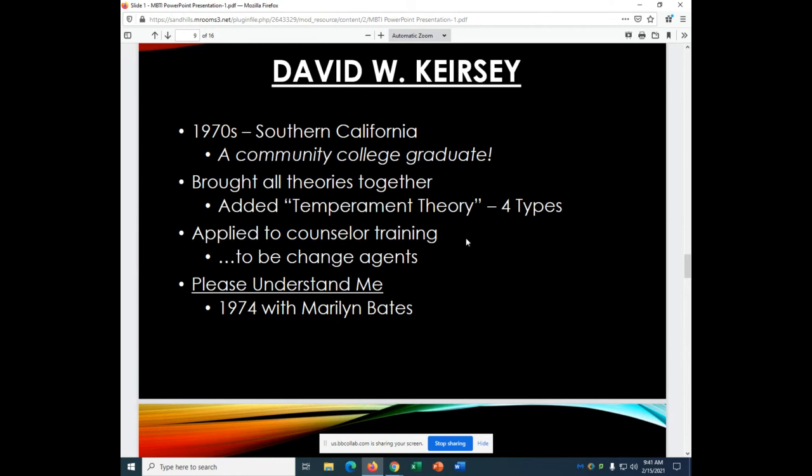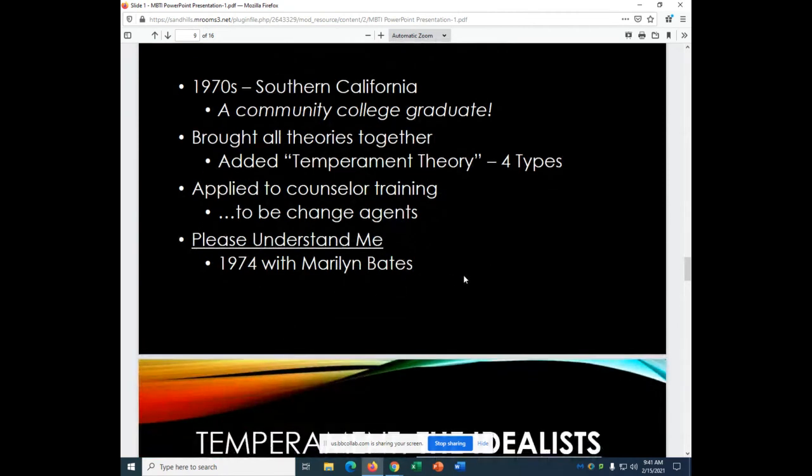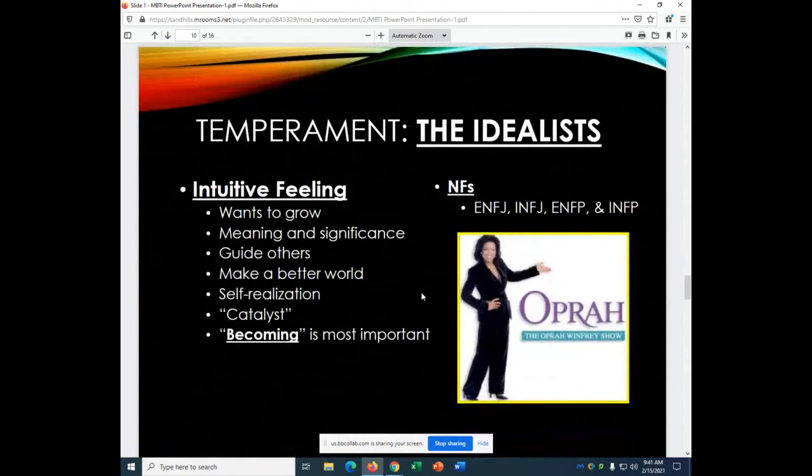And so he created a temperament theory, which is really pretty cool. All right. And he and Marilyn Bates went on the temperaments, excuse me. So these are the other letters, and I like these a lot too, because when you start to look at who do you identify with, you might identify with some of these. All right. If you have the N and the F letters, then you are considered an idealist, according to the temperament theory. And that's like Oprah, who's my idol, along with Michelle Obama.